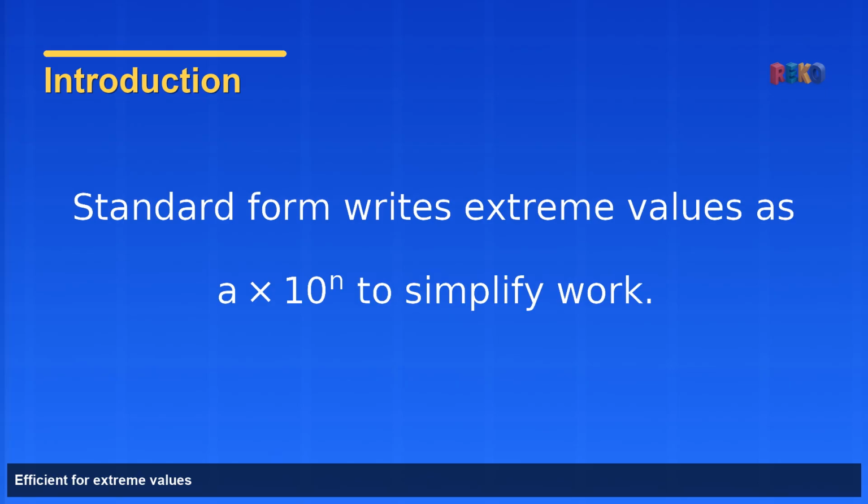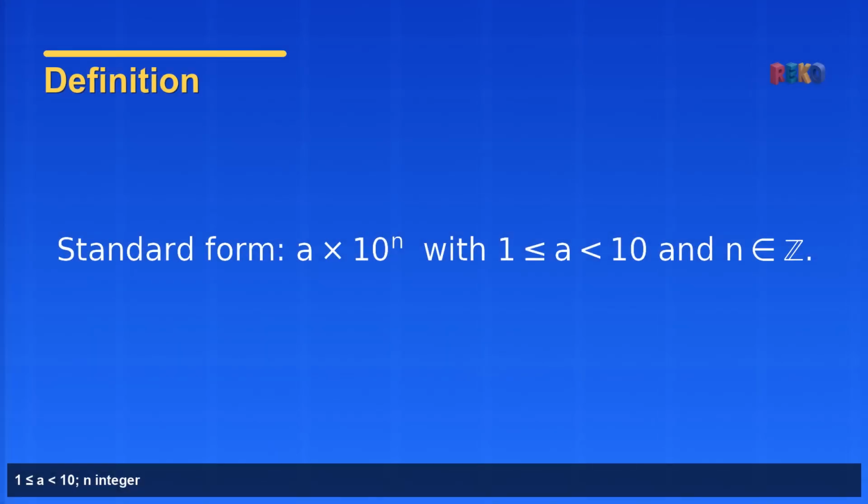Standard form, also called scientific notation, writes very large or very small numbers efficiently as a times 10 to the power of n. A number is in standard form when it is a times 10 to the n with a between 1 and 10 and n an integer.